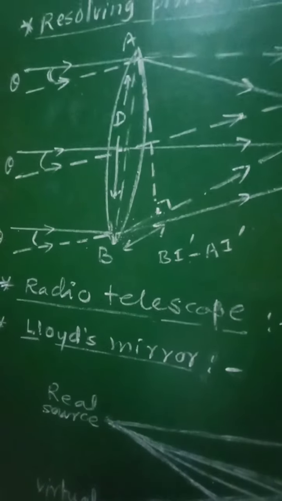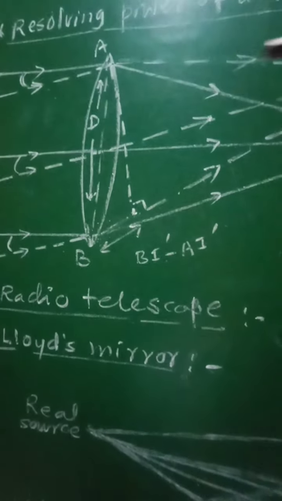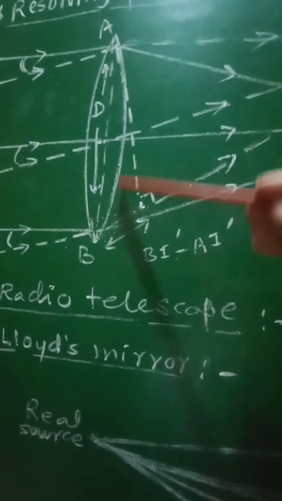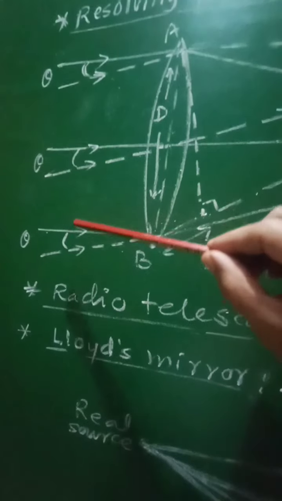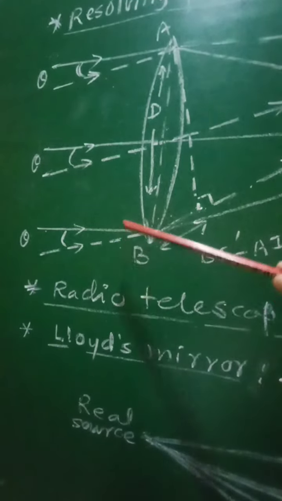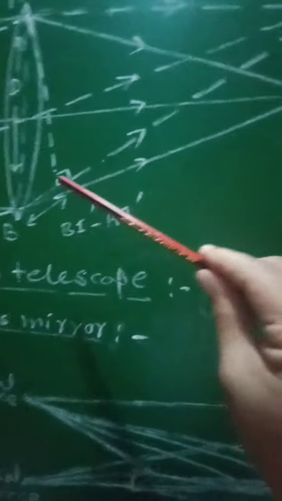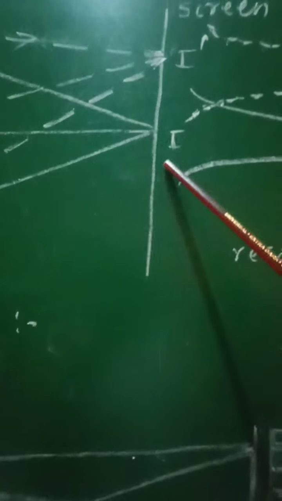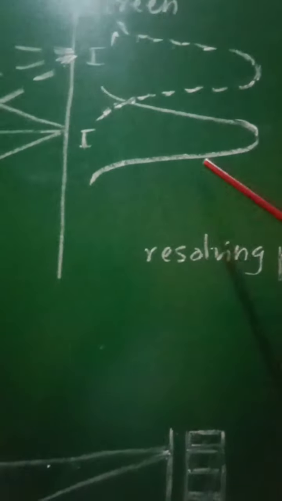If you consider this ray diagram for the resolving power of a telescope, it has AB as the objective with its diameter equal to D. The two sets of parallel rays coming from two distant objects are allowed to fall on it. After that, the diffraction pattern will be observed on the screen as shown in the figure.